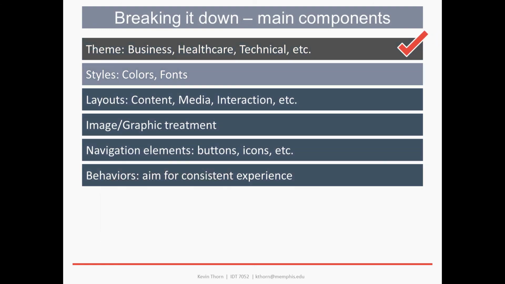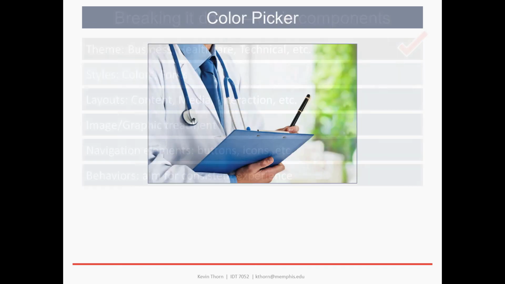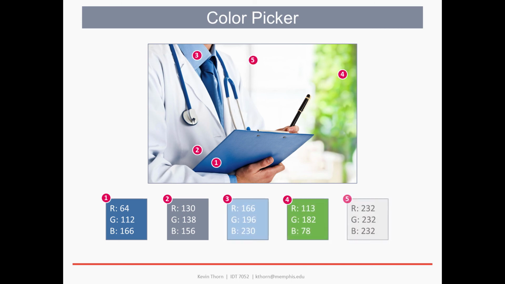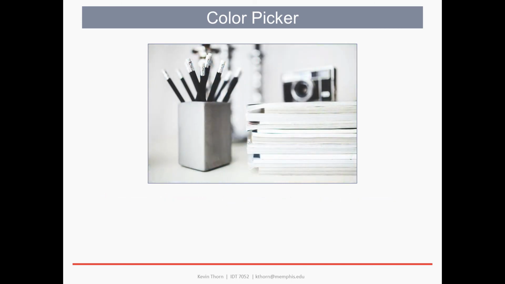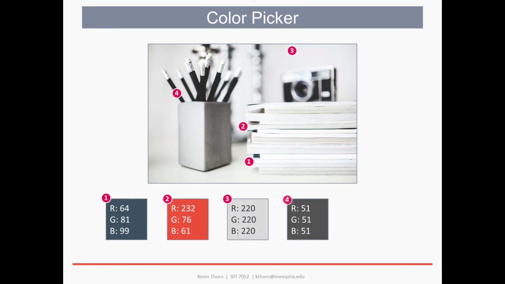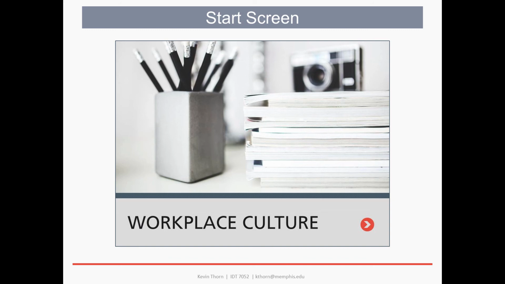Let's move on to the next component in identifying colors and font styles. Using an inspiration image and a color picker, we can quickly identify a good color palette. Let's assume we're using a course on workplace culture. From this seemingly black and white photo, we can pull hues and tones from the image for main and contrasting colors. A quick mock-up with our inspiration image shows us the colors and how they work together in context.